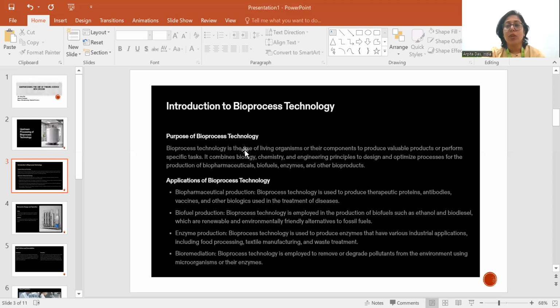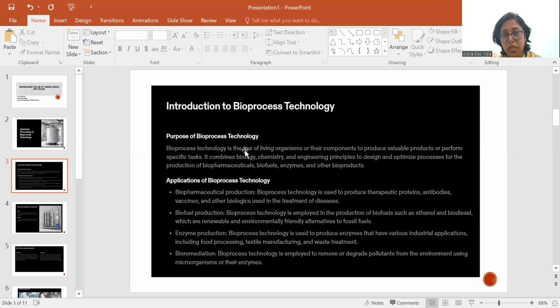So here are a few examples written in the slide. You can see biopharmaceuticals, biofuel, enzyme, bioremediation, and many more, which I have already discussed with you. So that has to be listed by you. Please jot down or try to create your own note on the application of bioprocess technology. I have not given all the points in this slide so that you can try to remember and write in your own notebook to create your own note, without using any book or any other source for preparation of your note.